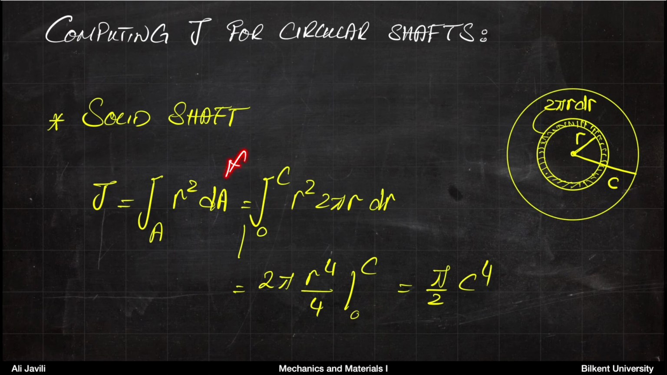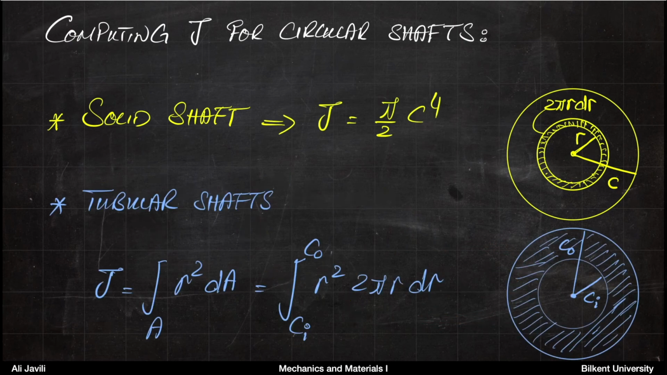Now, dA, if you look at a circular shaft, you can write dA as 2 pi r dr. And if you do that, then instead of integrating over A, you can say that you want to integrate from R0 to R max. And by doing that, you get the relationship here. So eventually you can calculate J for a solid shaft as follows. So for a solid shaft, J is pi over 2 C to the power of 4.